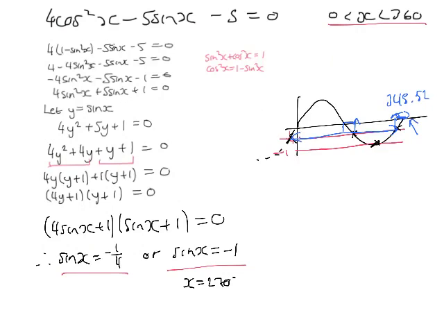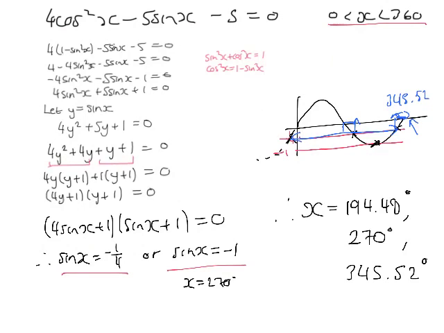So if we add that on, we get 194.48. Therefore, our full solutions in the range are x equals 194.48, and our second solution is x equals 270 degrees. Our final solution is 345.52 degrees.